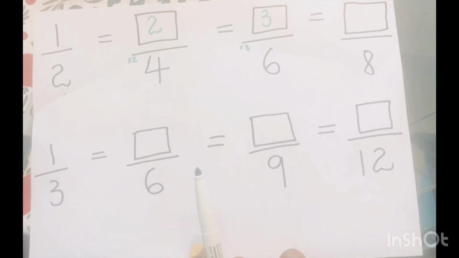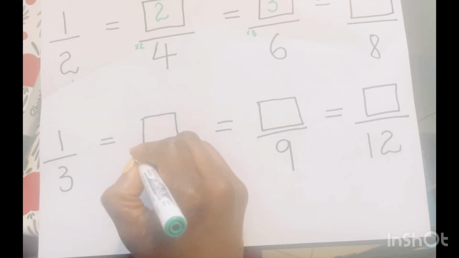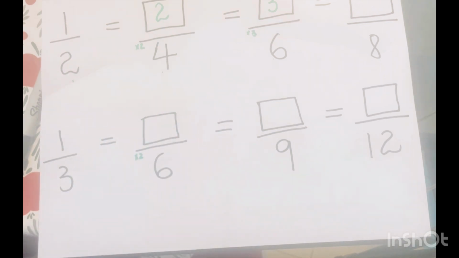What number can we multiply 3 by that will give us 6? Or how many times does 3 go into 6? If we go back to our multiplication table, we know that is 2 times. So let's put our 2 here, and we say 3 times 2 gives us 6. We're going to use this same number to multiply here.